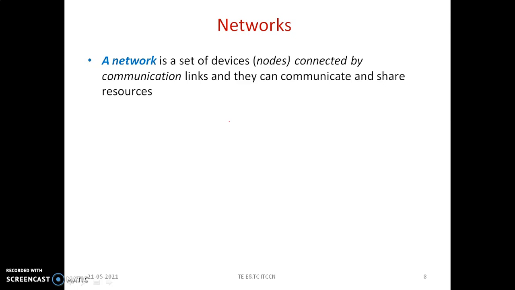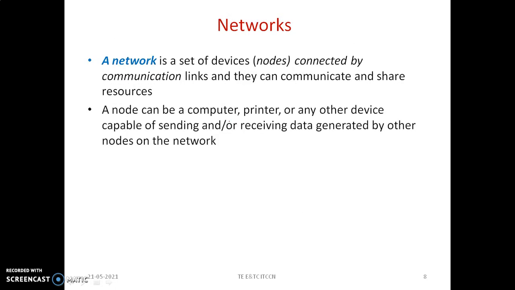So a network is a set of nodes which are connected with each other in different ways, and those connections are called communication links, so as to have communication and share resources. Now what are the nodes? These are also called devices or nodes. Specifically in networks, we will be calling them nodes.